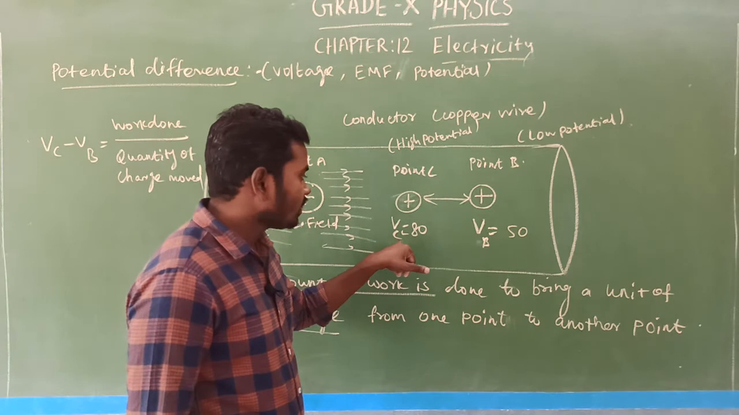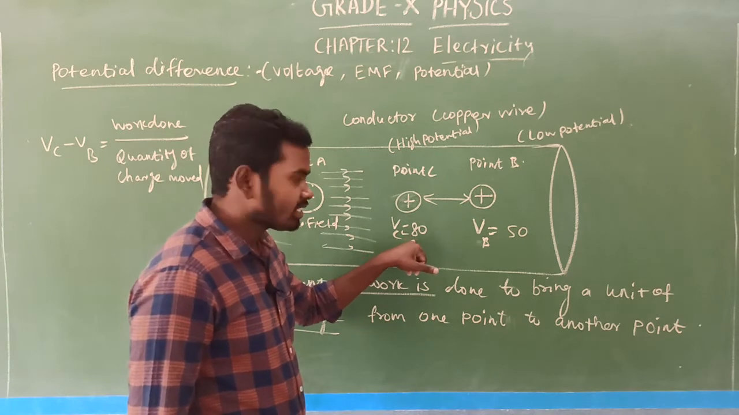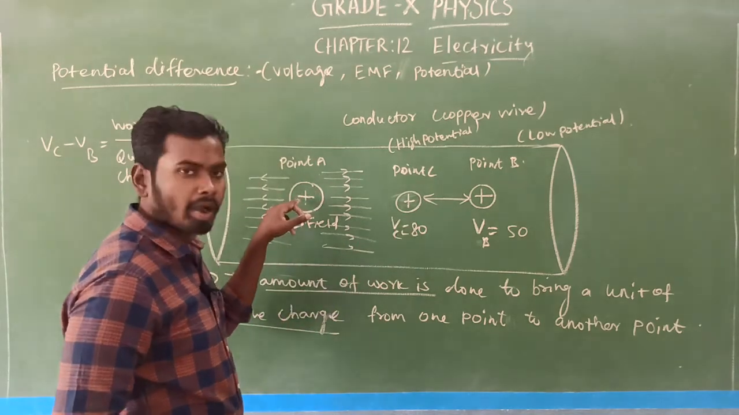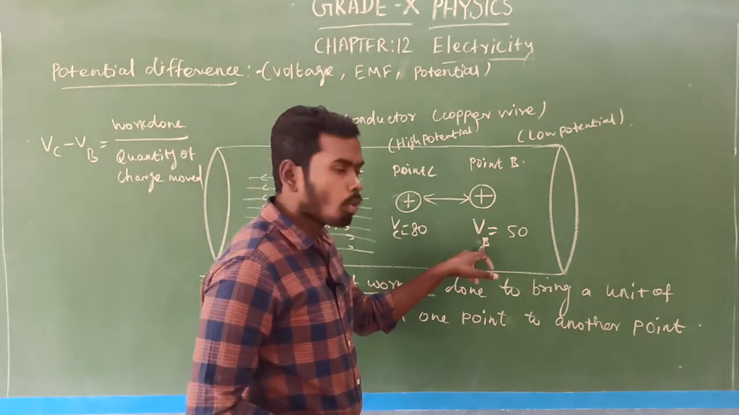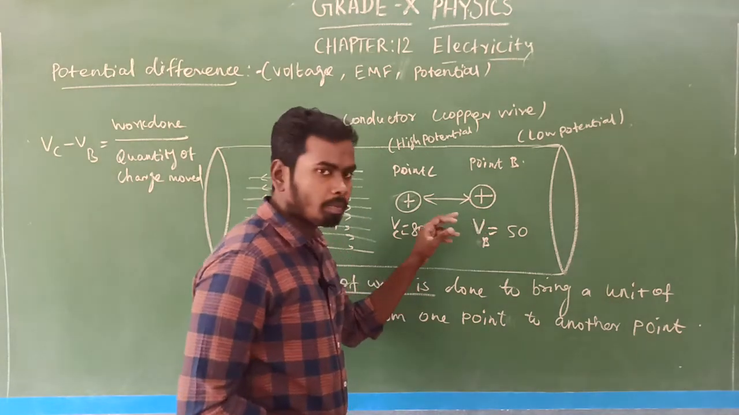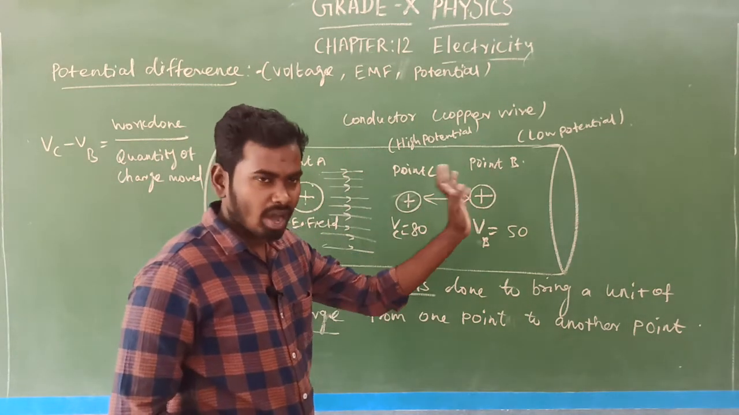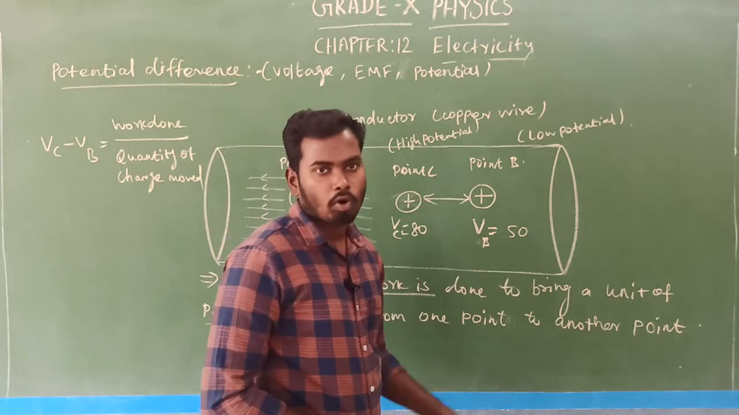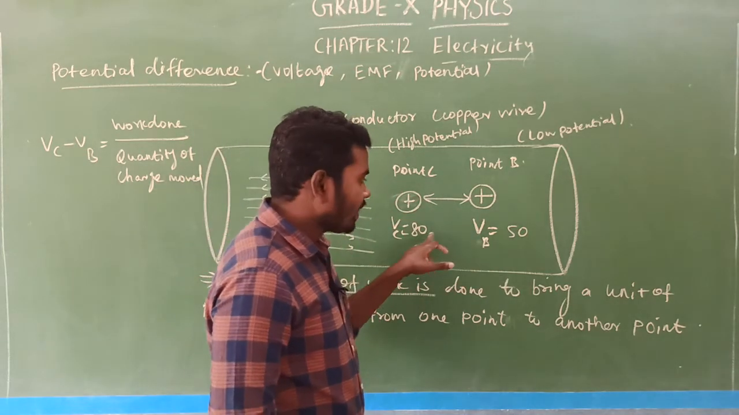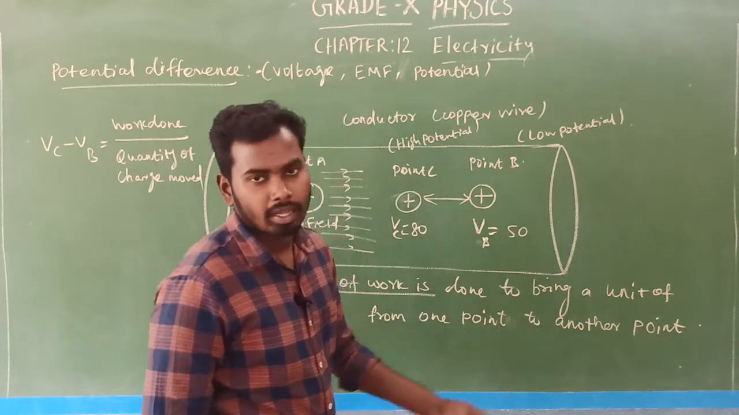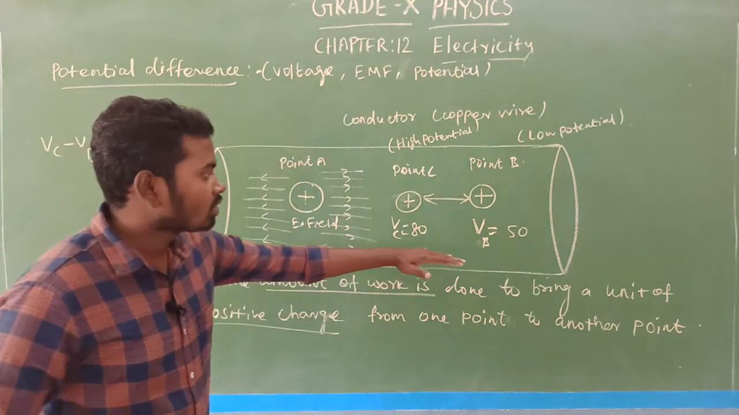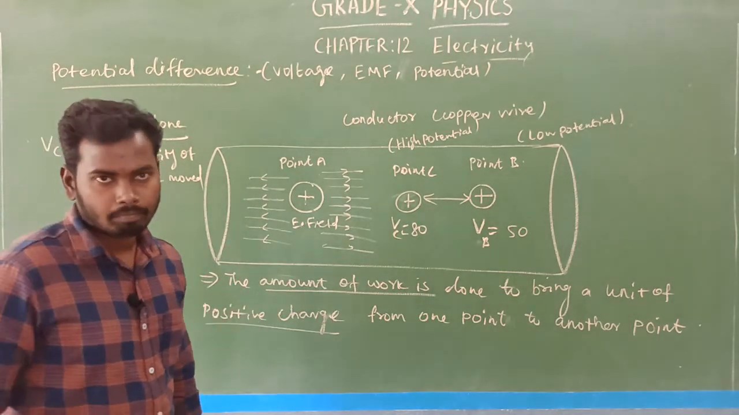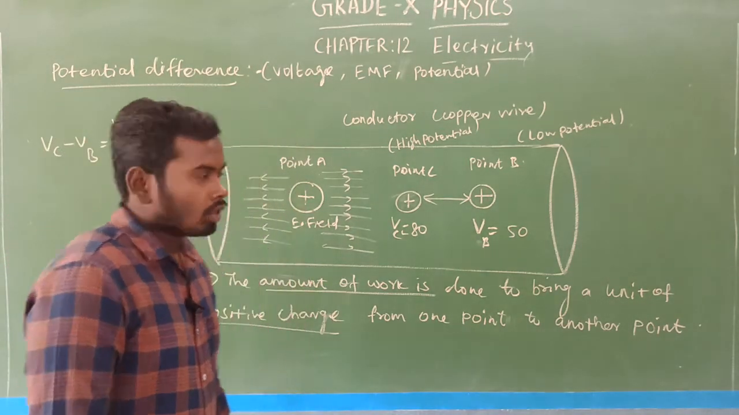So at point C, the potential is 80. It is considered high potential because point C is placed very close to point A. Point B has low potential because it is placed farther from point A than point C. So high potential 80, low potential 50. High potential minus low potential is equal to 30. The potential difference here is 30.